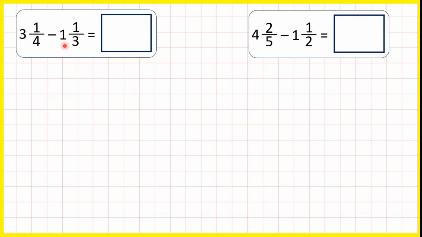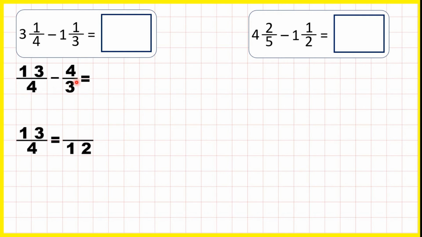So here, again, we're subtracting mixed numbers, but the method we're going to use this time is to turn these mixed numbers into improper fractions. So as an improper fraction, 3 and 1/4 is 13/4, because 3 times 4 is 12, plus 1 is 13, the denominator stays the same, and we're subtracting 1 and 1/3, which, as an improper fraction, is 4/3, because 1 times 3 is 3, plus 1 is 4. So when we're subtracting or adding fractions, we need the denominators to be the same.